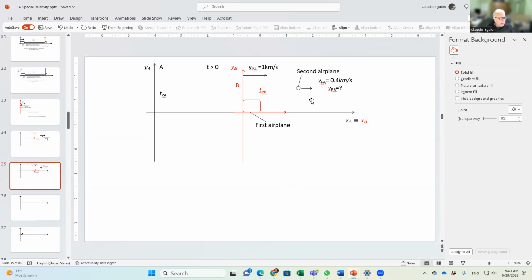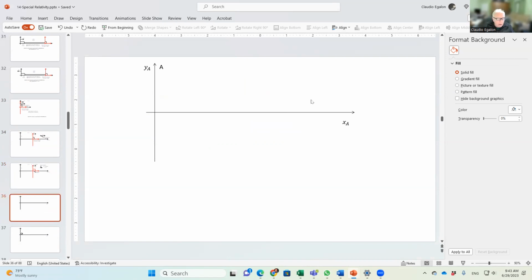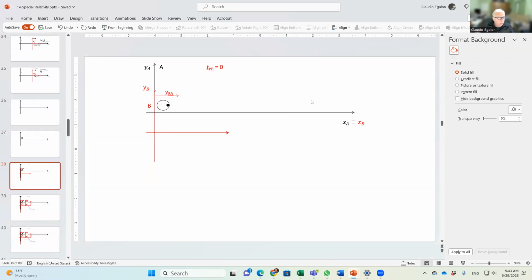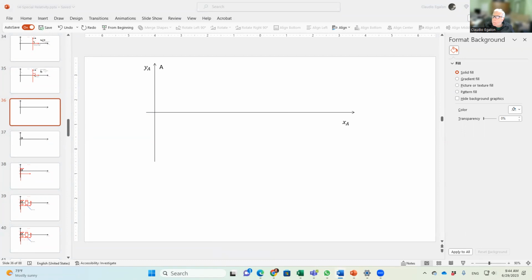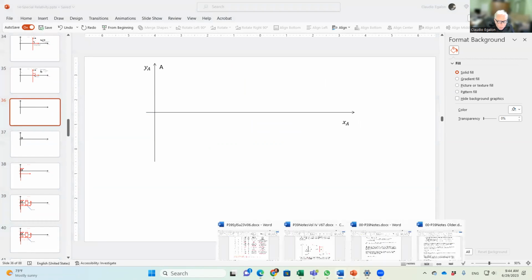Okay, but before we get there, let's start doing something else. We're going to start with the light clock now. And with the light clock, I'm going to prove to you the phenomenon of time dilation, okay? That's the next step here.